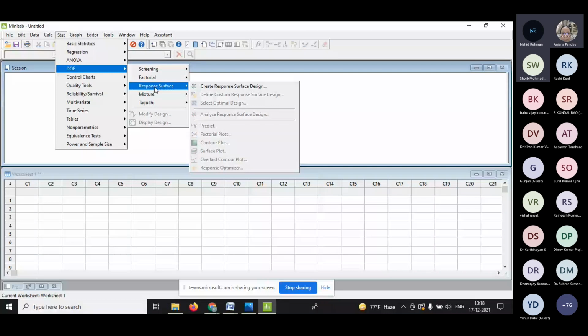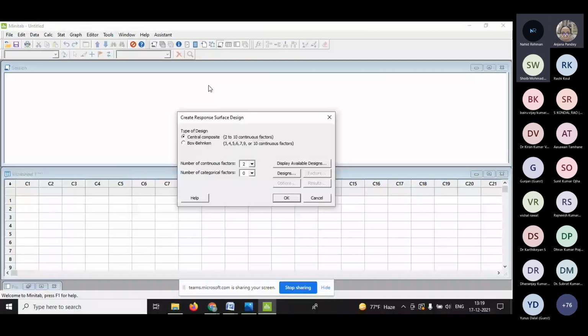Just hold on. Here you see that she is clicking on DOE, which is design of experiment. Then she has to open the response surface methodology, then click on create response surface design. After clicking that, this window will pop up. Here you have to select central composite or Box-Behnken. You have to put how many factors or variables you are taking, and then you click that design.